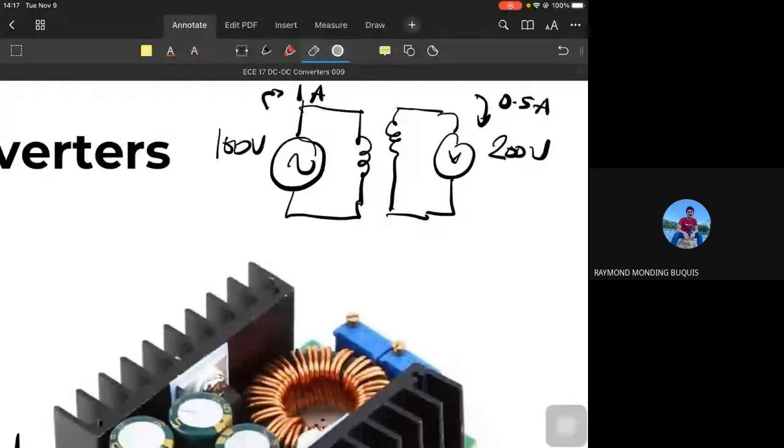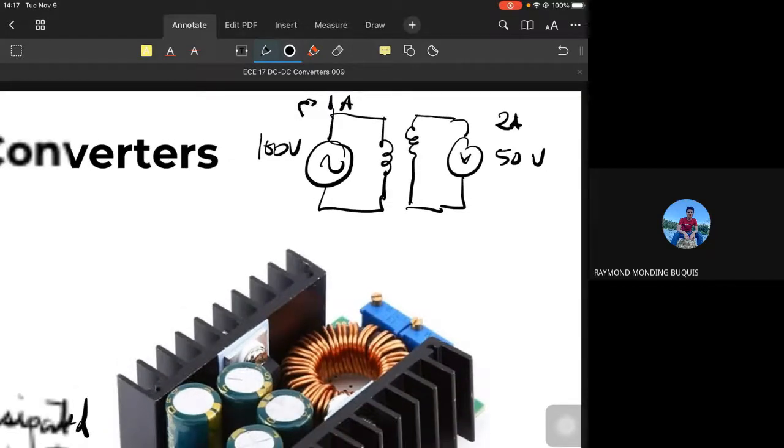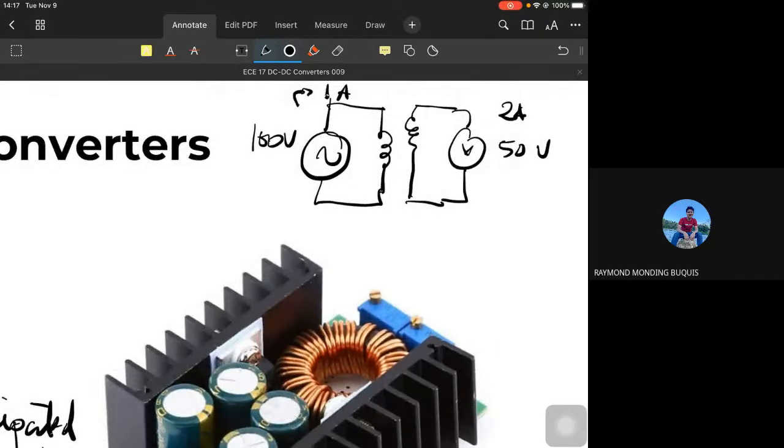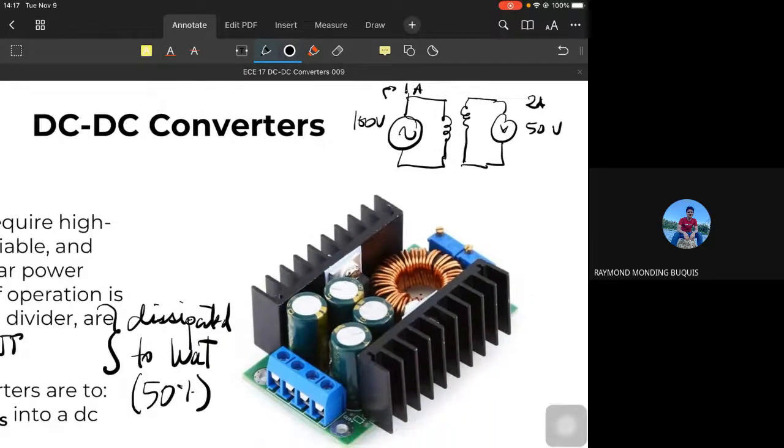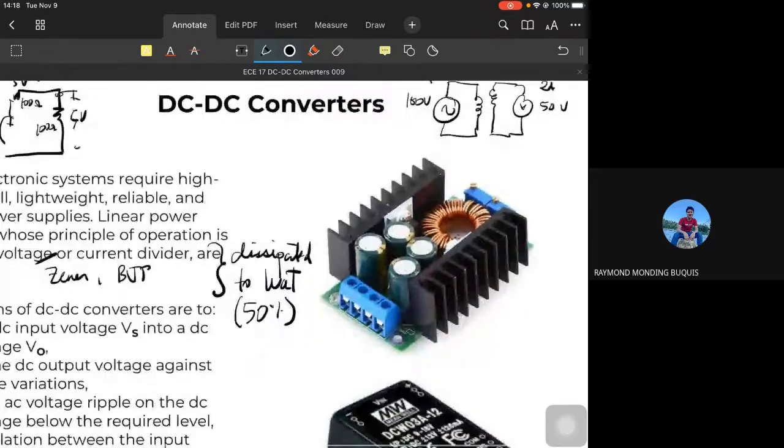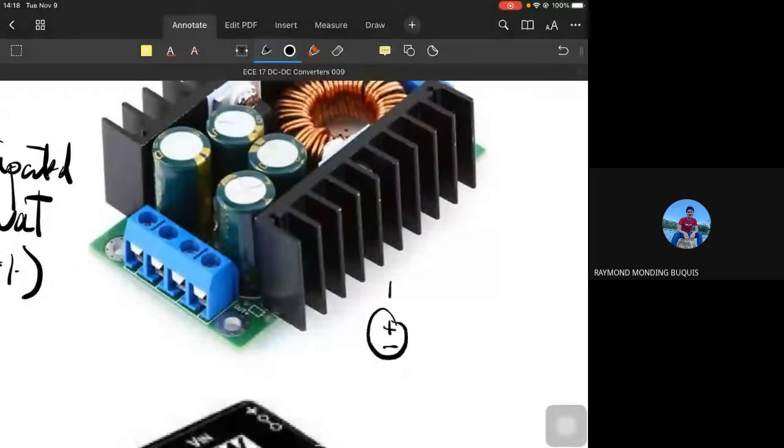The same goes for a step down transformer. If this becomes 50 volts at the output, its current here is 2 amps. So these are ideal conditions for a transformer. Conceptually, DC to DC converters work the same way as a transformer. So there is a trade-off. DC is its input.